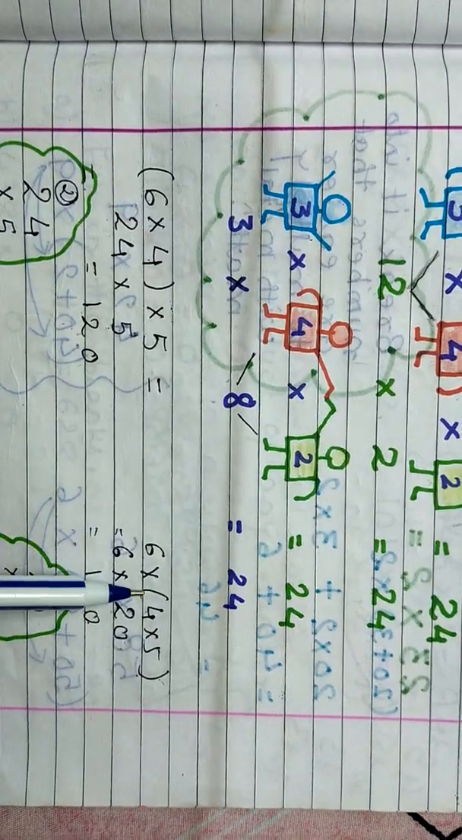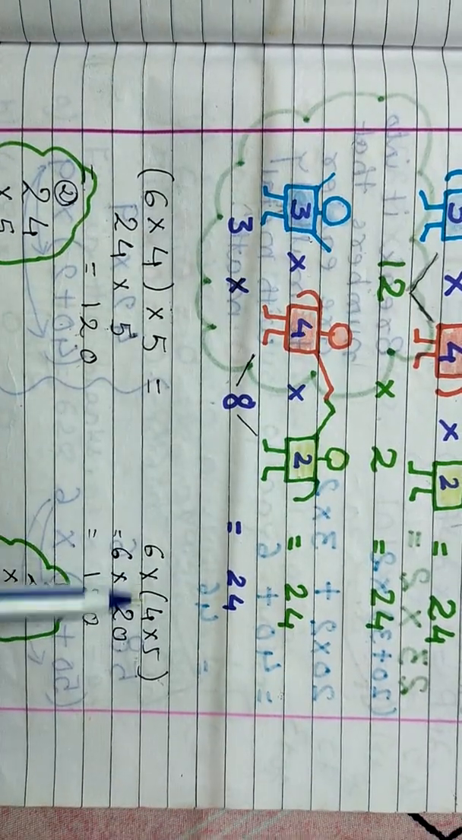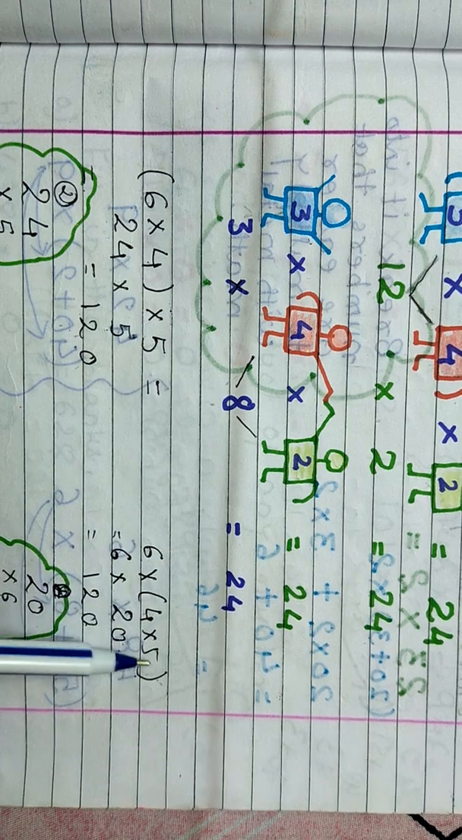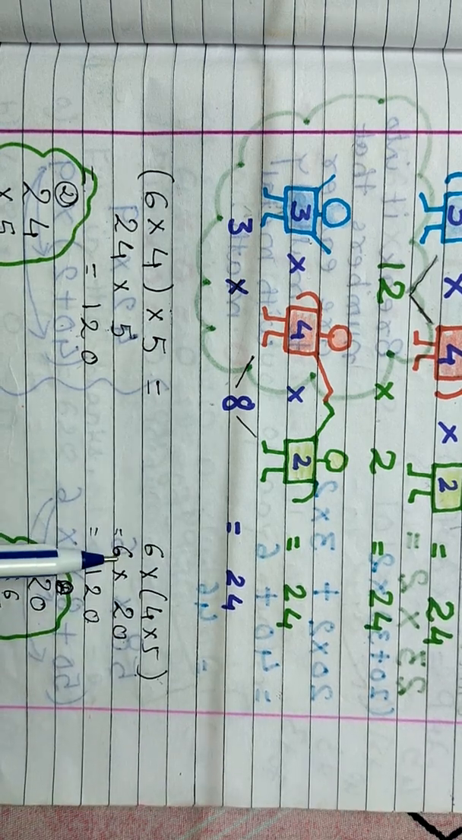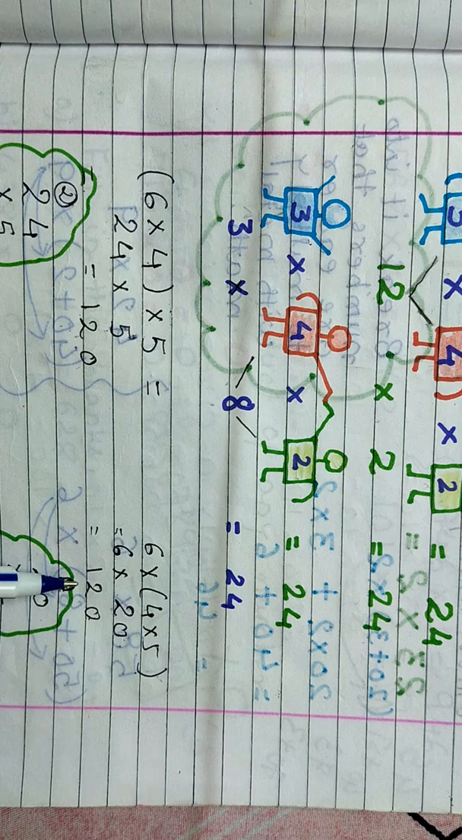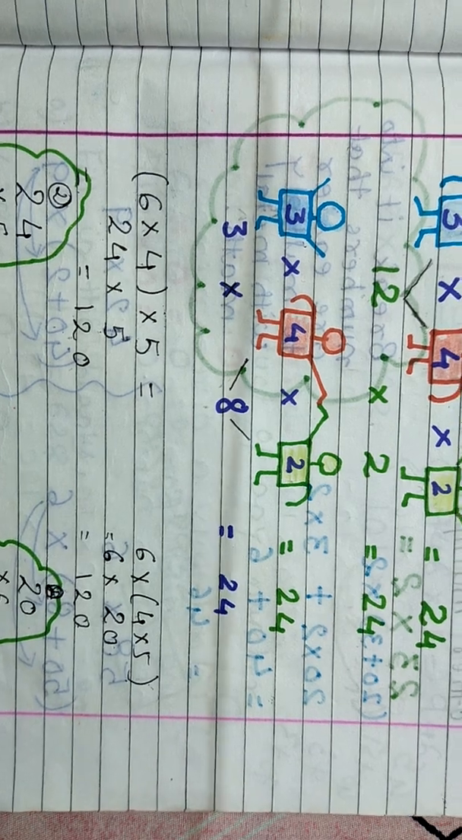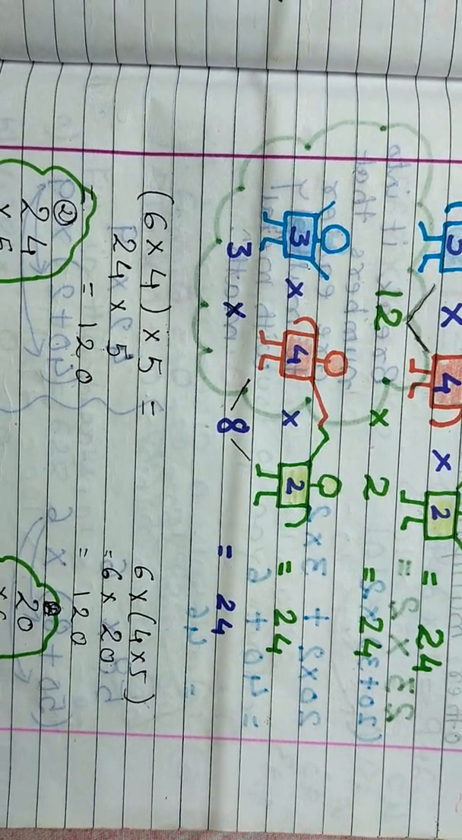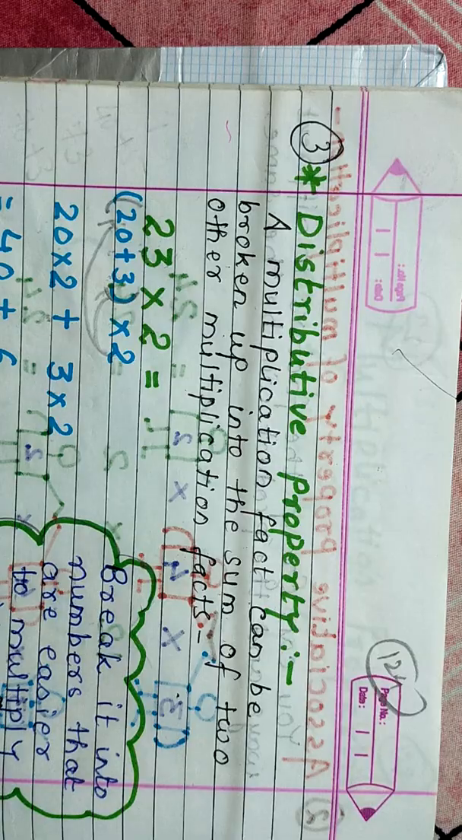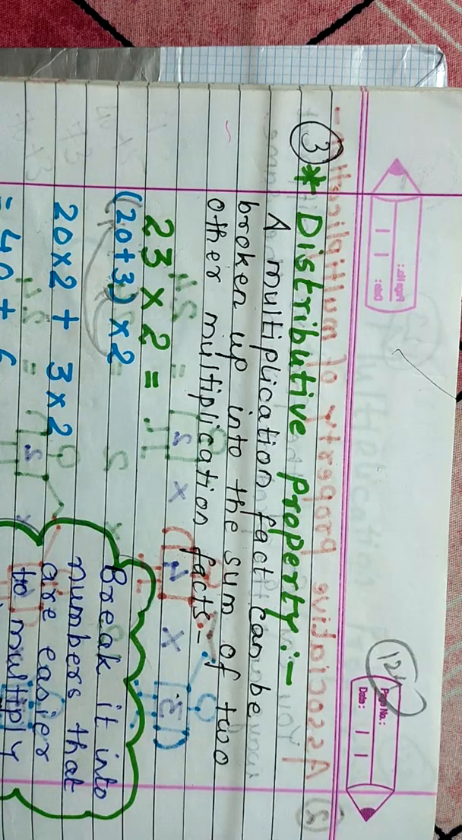Same way the same 3 factors are here, 6, 4 and 5. जब आप 4 और 5 को एक करते हो तो 20 मिलता है, और 6 से मल्टीप्लाई करोगे तो भी आपको आंसर क्या मिलेगा? 120. So this is the associative property of multiplication. Now here, distributive property of multiplication.